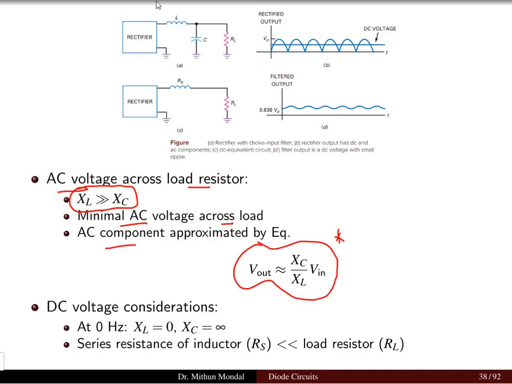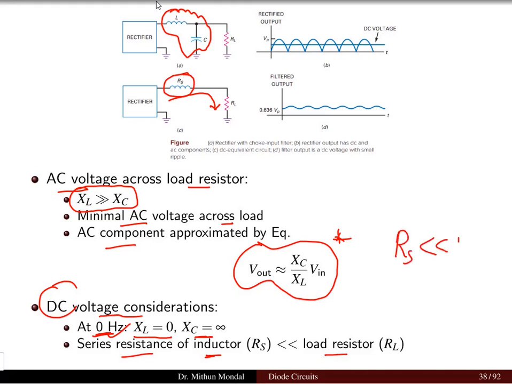So here the rectifier circuit with filter, assume the LC network, which can be thought of as only one resistor, and the current is flowing from the rectifier to the load resistor. In the DC voltage consideration, which is at 0 Hz, DC means 0 Hz, you will have XL to be 0 and XC to be infinite. So the series resistance of the inductor will be very much less than RL. This RS is the internal resistance of the inductor. The inductor will have some internal resistance.